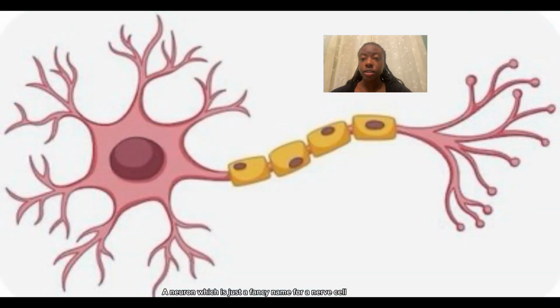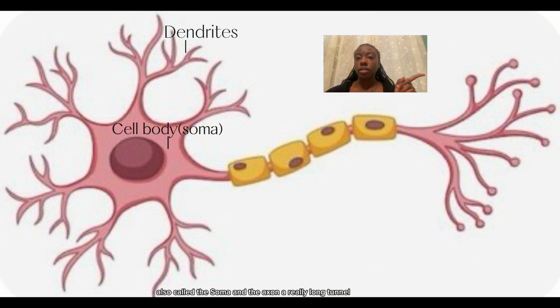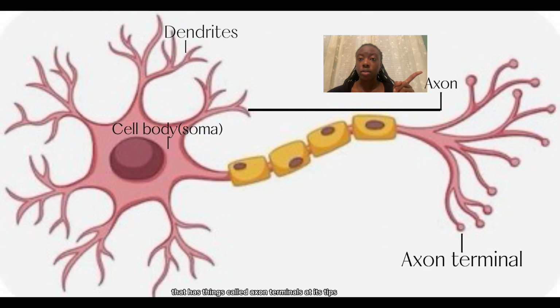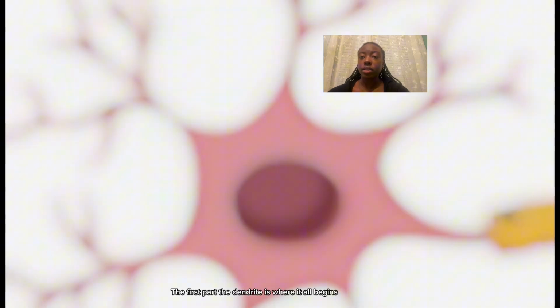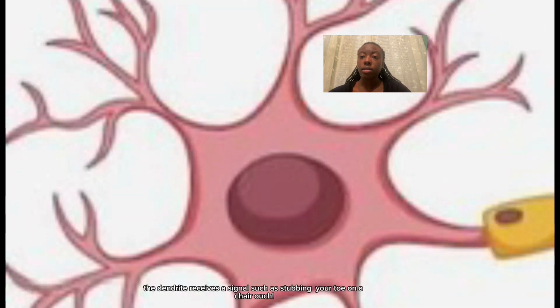A neuron, which is just a fancy name for a nerve cell, has three parts: the dendrite, which receives stimuli, the cell body, also called the soma, and the axon, a really long tunnel that has things called axon terminals at its tips. The first part, the dendrite, is where it all begins. The dendrite receives a signal such as stubbing your toe on a chair. Ouch. This signal is converted into an electrical signal called an impulse or action potential.